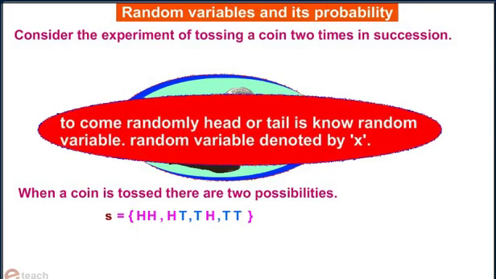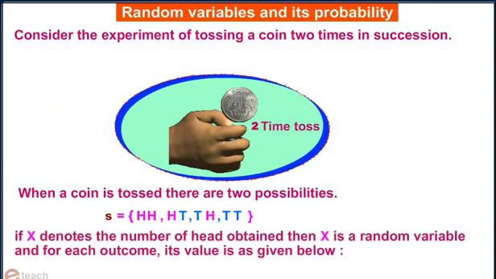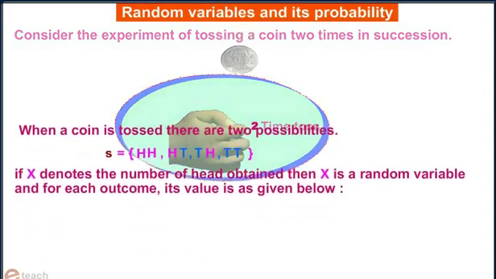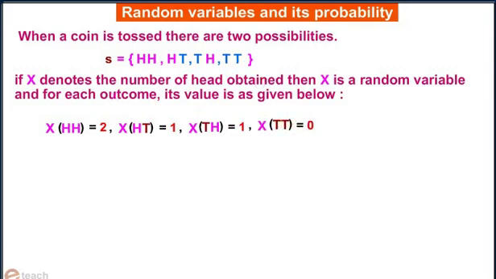To come randomly head or tail is known as random variable. Random variable is denoted by X. If X denotes the number of heads obtained, then X is a random variable, and for each outcome its value is given as X(HH) equals 2, X(HT) equals 1, X(TH) equals 1, and X(TT) equals 0.